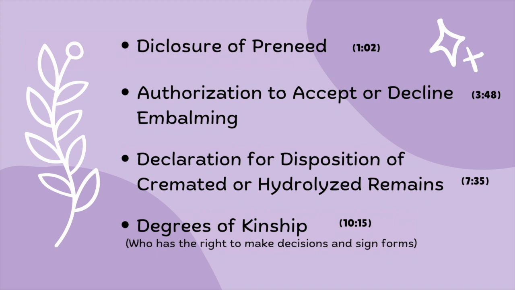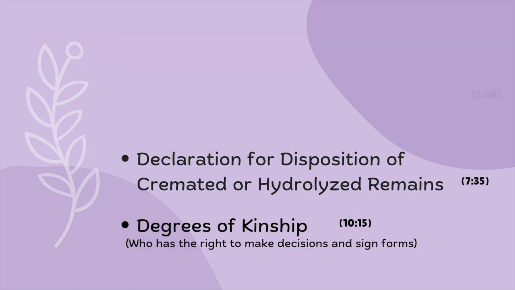The forms I'll be going over are the disclosure of Preneed, the authorization to accept or decline embalming, and the declaration for disposition of cremated or hydrolyzed human remains. And finally, I'll also be going over the degrees of kinship, which is who has the right to be making the decisions and thus signing these forms.